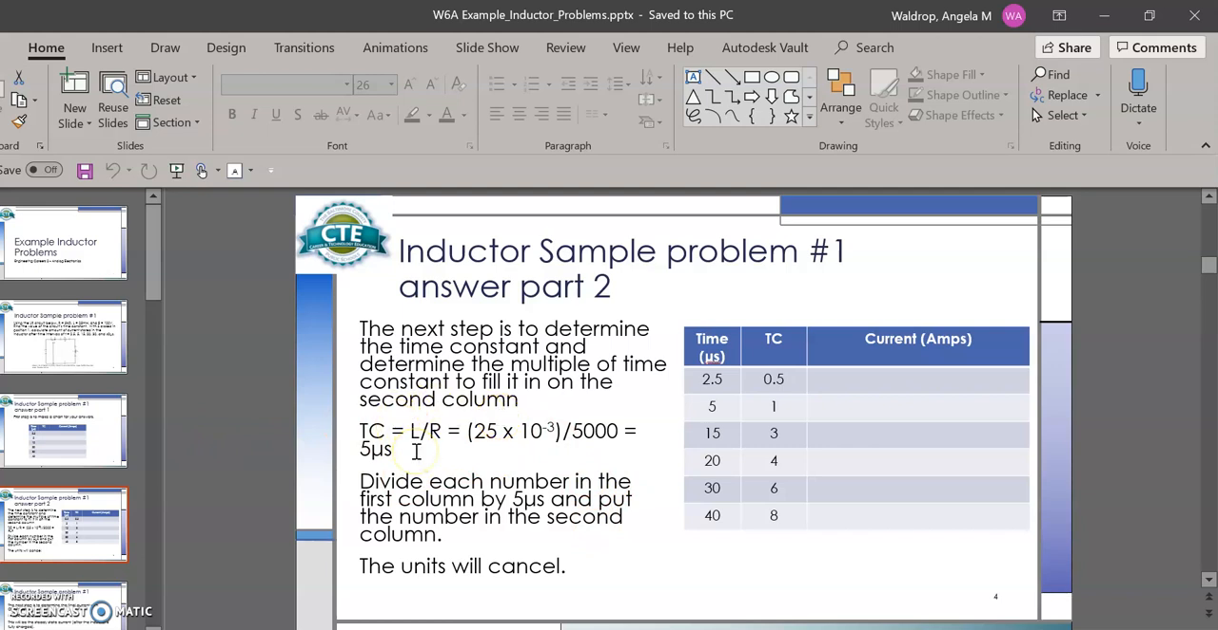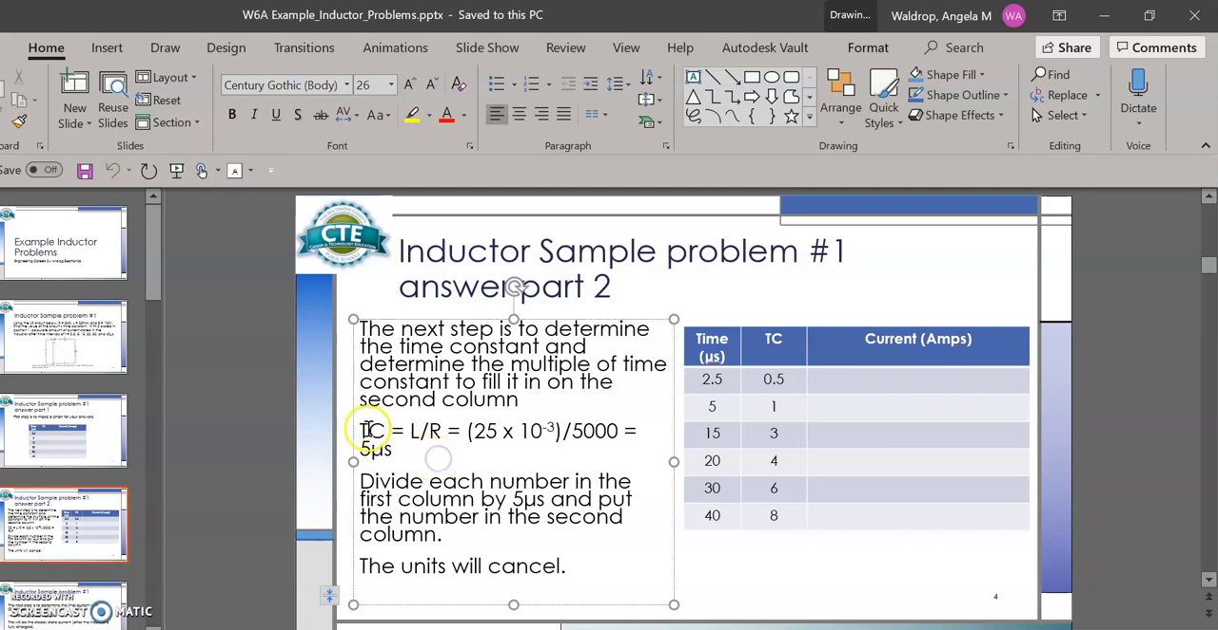The very first thing we're going to do after we make that chart is calculate the time constant. The equation for a time constant for an inductor is here. We take the inductance value and divide that by the resistor value. So we have 25 millihenries divided by 5,000, and we end up getting 5 microseconds. You can see that little Greek symbol right there is micro.